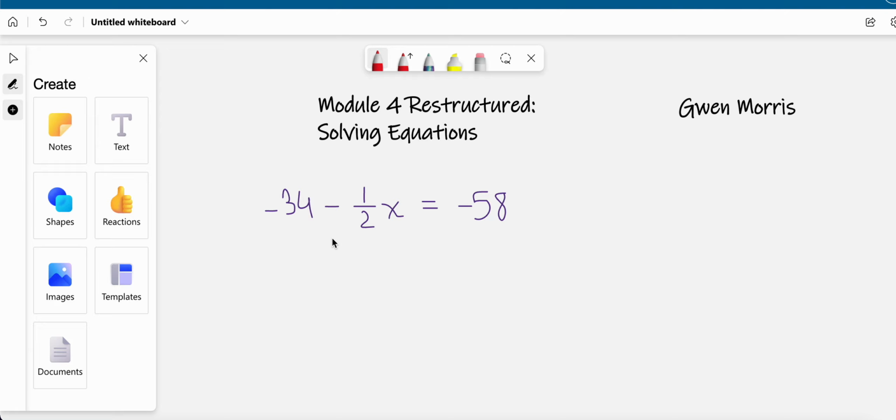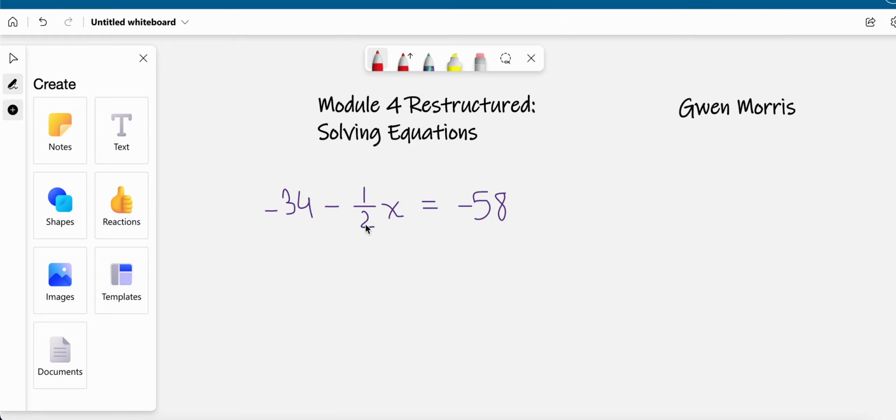With my restructured video, module 4, solving equations. So I'm working with this equation right here, negative 34 minus 1/2 x equals negative 58. I'm going to be going through the more procedural method without using the virtual manipulatives.